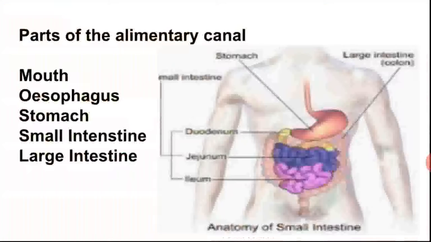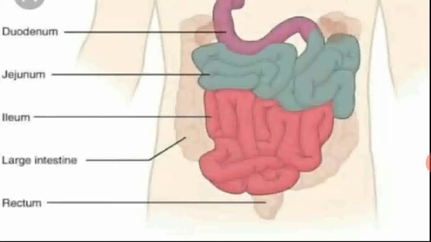Now next we are going to study about the small intestine. So look at the diagram of the small intestine which I had given you in the video. The small intestine is a long coiled tube. It looks like a coil, children, isn't it? Following the stomach, it is divided into three parts.